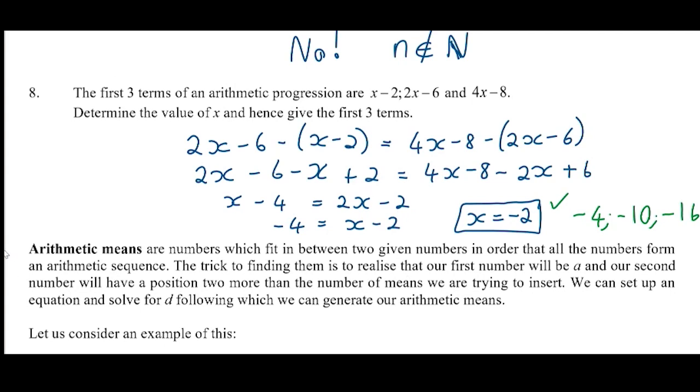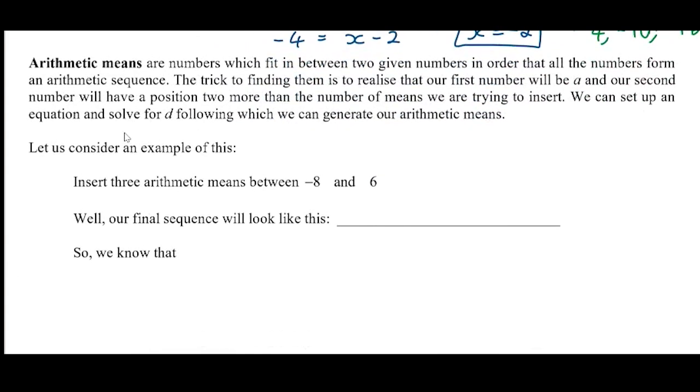The next concept we're going to talk about is something called arithmetic means. Arithmetic means are numbers that fit in between some numbers in order that the entire thing makes an arithmetic sequence. So here we've got the number negative 8, and we've got the number 6. And we want to put 3 arithmetic means in between those two numbers in order that all 5 numbers will form an arithmetic sequence.